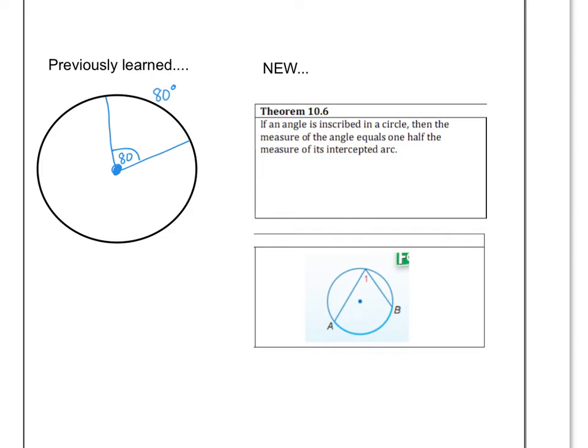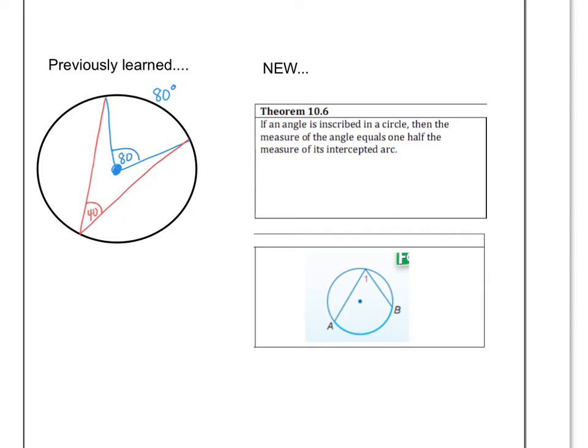Well, what we're going to learn today is if we have an inscribed angle that opens up to that same arc, for instance, this red angle down here, that angle is not 80 degrees, it's actually 40 degrees. It's going to be half of the intercepted arc. So we have to keep straight central angles and inscribed angles. Central angles have the same measure as the arc. Inscribed angles have half the measure of the arc.